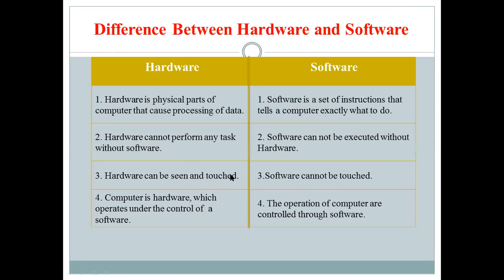Hardware can be seen and touched, that we had seen. Software cannot be touched, but we can work on that. We can see that, but we cannot touch the software. Computer is a hardware which operates under the control of a software. The operations of a computer are controlled through software only.